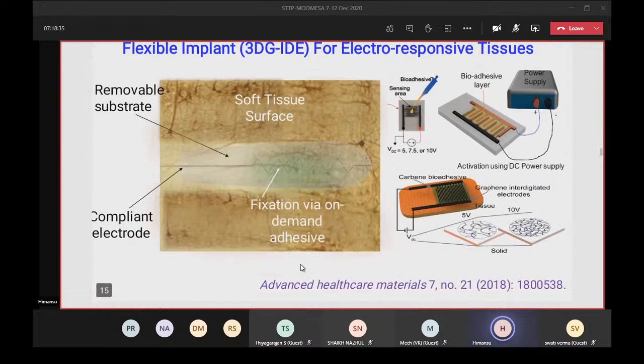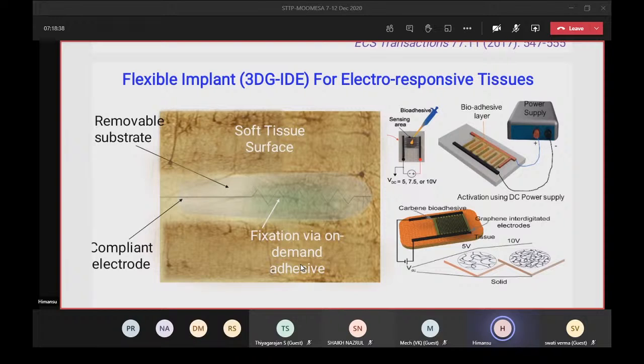So one of the designs I show you here is a flexible interdigitated electrode based implant, where we prepared an interdigitated flexible structure. If I had a video, I could show you, this can be flexible, like a beating heart. So this is the fixation via on demand adhesive. We wanted to paste this interdigitated implant onto a removable substrate, like PLGA we have wrapped over that, and then we adhere to the substrate.